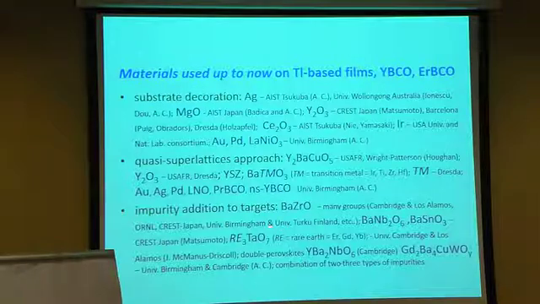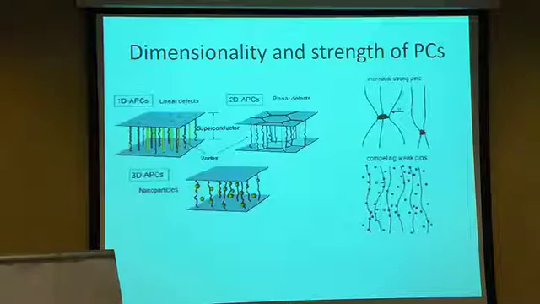For impurity addition to targets, the first one was barium zirconate. Of course, many groups tried that. Then barium niobate, barium tin oxide, then tantalates, again Judith, double perovskites, and the 2411 phase. So you can also try different combinations of many impurities to create a very, very complex pinning landscape in your material.